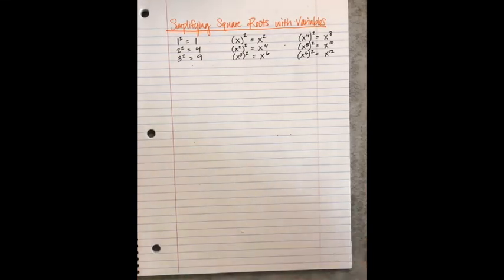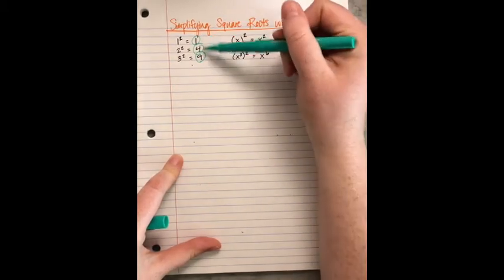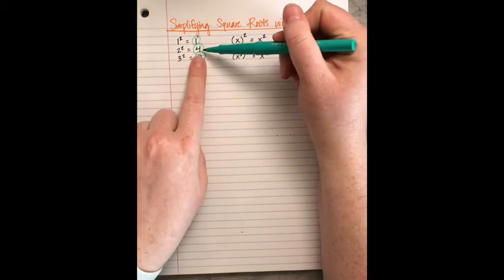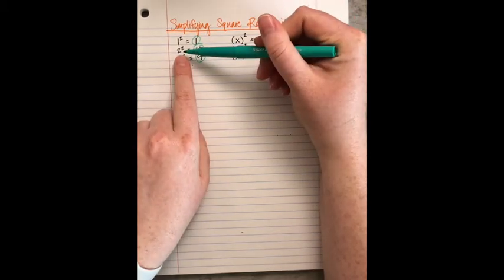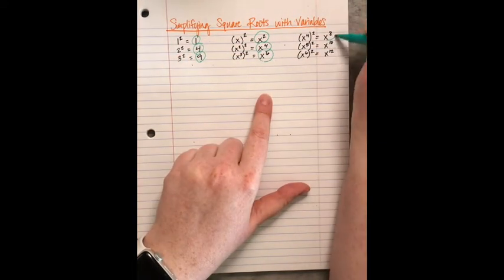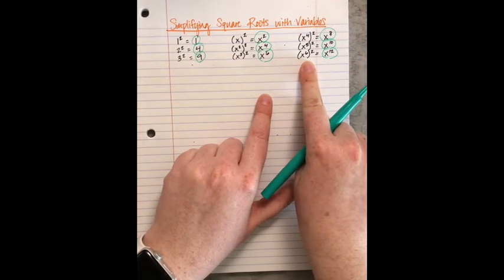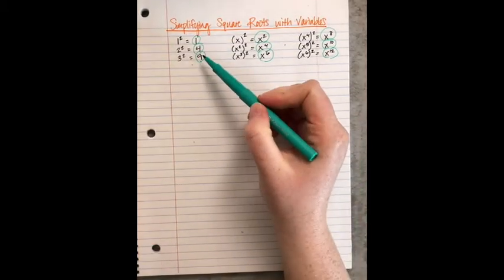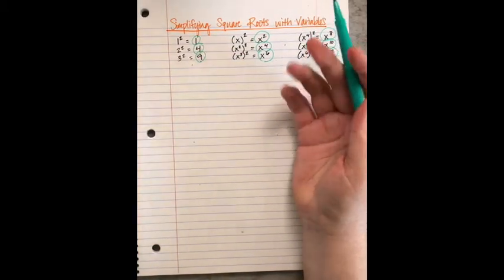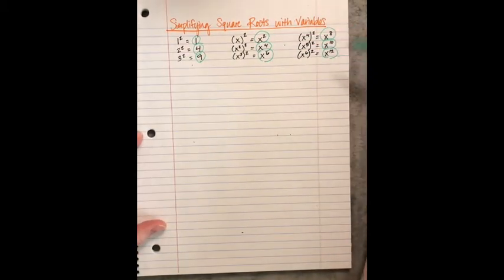Now, why am I having you square all this stuff? Well, just like 1, 4, and 9 are perfect squares, and the reason I know these are perfect squares is because in order to get them, I had to square something. These are also perfect squares, because in order to get them, you squared something. So we have this huge list from last time: perfect square numbers 1, 4, 9, 16, 25, and it keeps going, right? Well, we also have variables that are perfect squares.